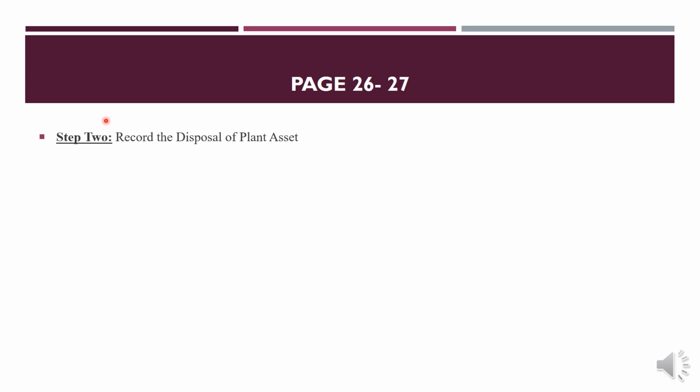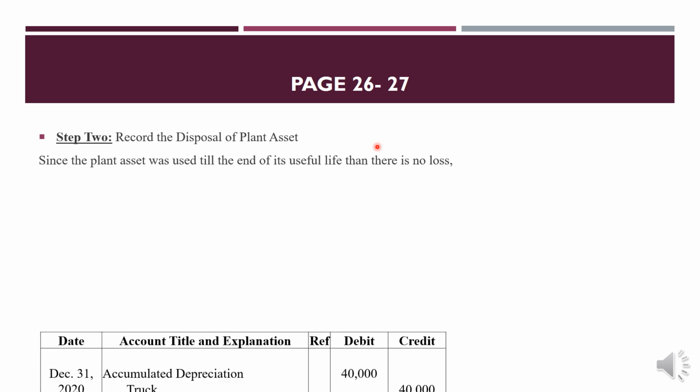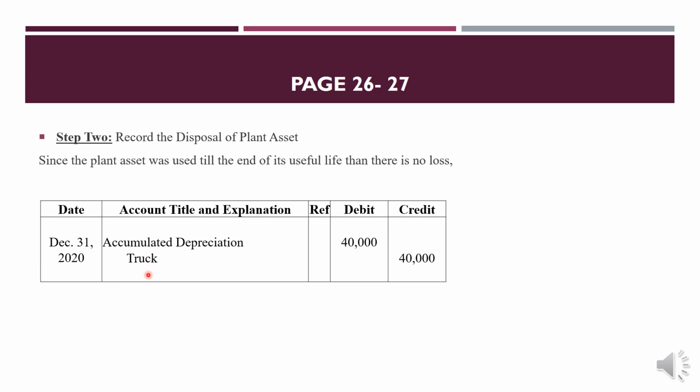So the second step is the recording of the disposal of plant asset. Since the plant asset was used till the end of its useful life, then there is no loss because the plant asset was fully depreciated before the retirement. So how can we record the disposal of plant assets? Well, the truck is retired, so it's no longer in the books of the company.